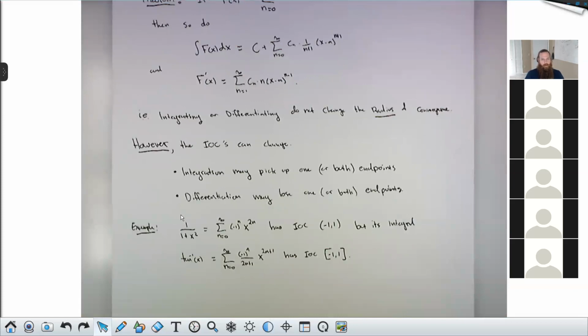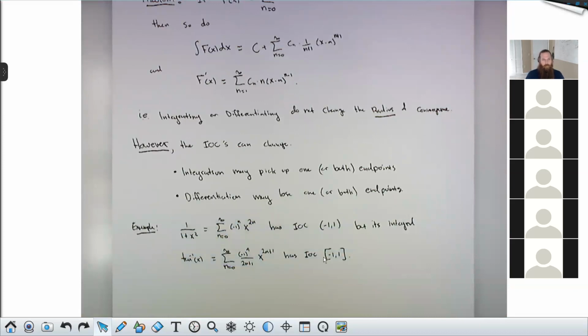So when we integrated this to get this, the radius of convergence didn't change. The radius of convergence is 1 for both of them. But that process of integration actually picked up both endpoints. The original IOC didn't contain either endpoint. After we integrate, the IOC contained both endpoints. And if you read this in the other direction, this one contains both endpoints, but its derivative contains neither.